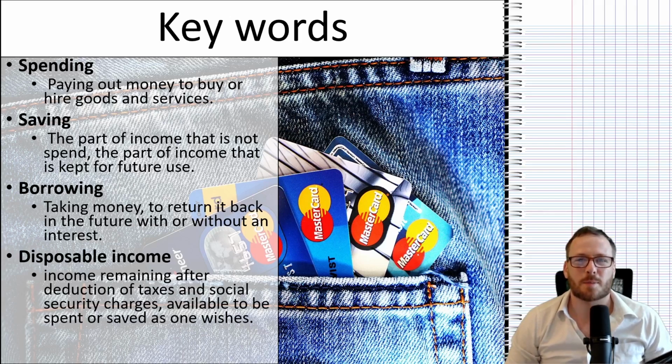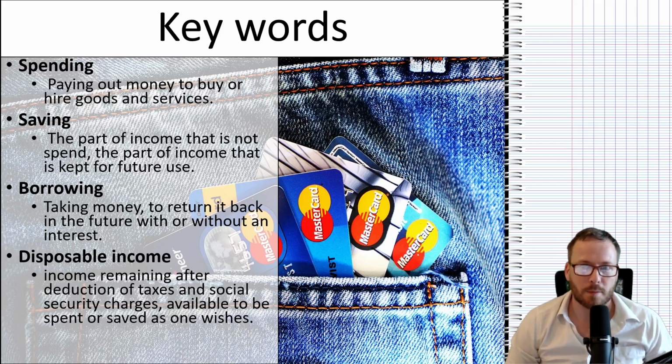And then we finally have disposable income. This is after you get your money from your job, they take away all the taxes. How much money do you have left? That's your disposable income. All right, moving forward.